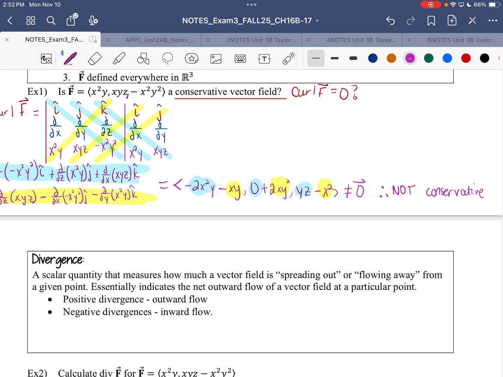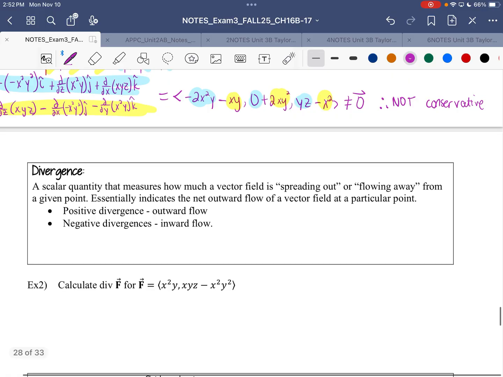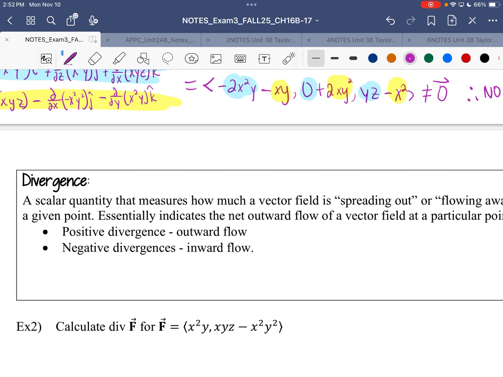Divergence is a scalar quantity that measures how much a vector field is spreading out or flowing away. I think in the video he said like a source or a sink from a given point. Essentially indicating the net outward flow of a vector field at a particular point. So if it's positive divergence, that's what he called a source in the video. It's moving outwards. And then negative divergence was the sink. Let's think of a sinkhole.